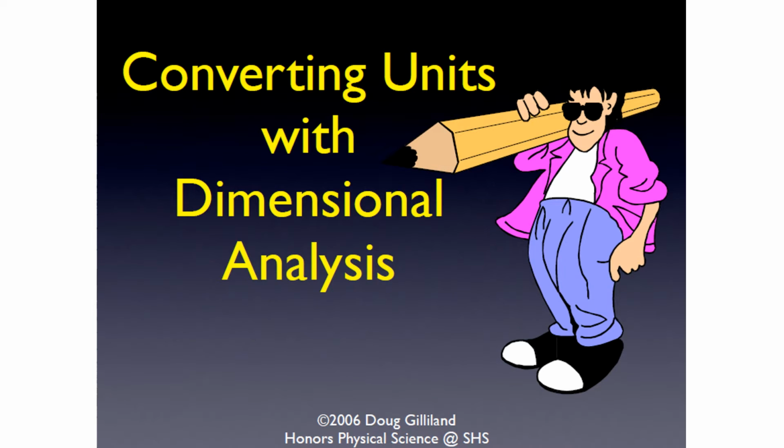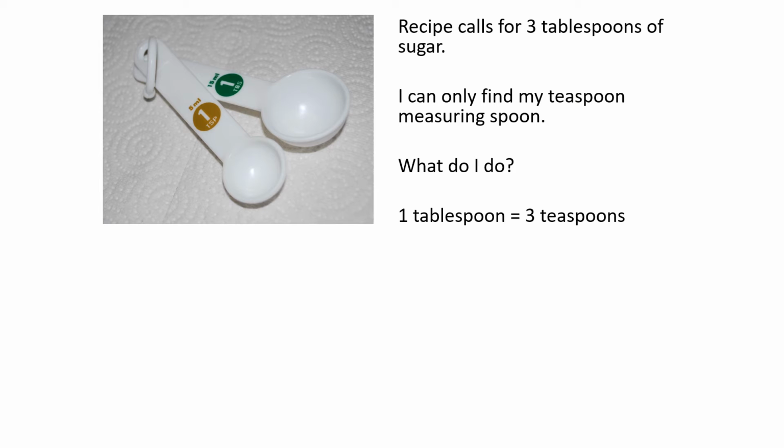Converting units with dimensional analysis. Say I have a recipe that calls for 3 tablespoons of sugar. However, I can only find my teaspoon measuring spoon. What do I do? Well, if I know that 1 tablespoon is equal to 3 teaspoons, I can figure out how many teaspoons I actually need.